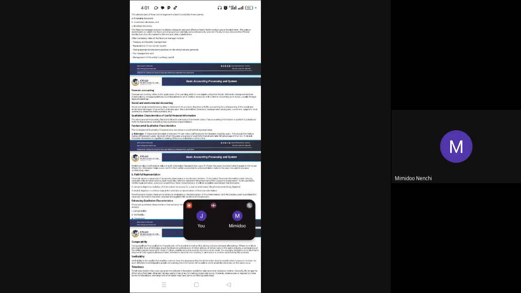Now, what are those things? Now, when it comes to qualitative characteristics of useful financial information, we'll be looking at two things. One, the fundamental and enhancing qualitative characteristics. We have two characteristics to be looked upon when it comes to useful financial information. The first one is fundamental, that is the main characteristics. Are we together?